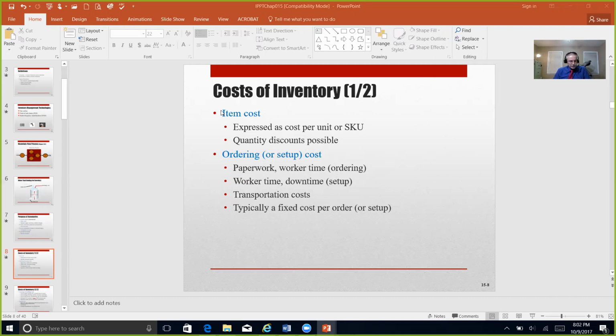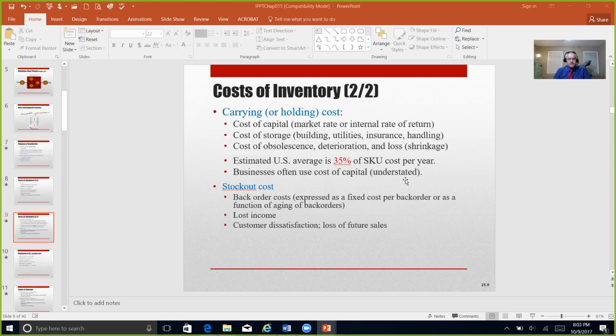That's an example of an ordering or setup cost. And again, those two terms are used synonymously. The next one deals with the carrying or holding cost. This is the carrying or holding cost that's really about keeping inventory over a period of time.